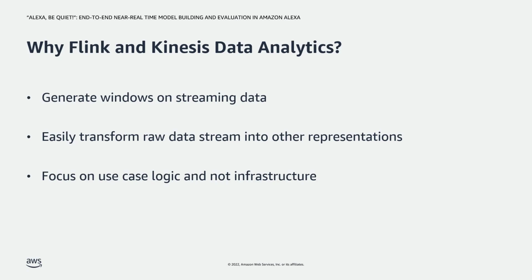Second, Flink allows us to transform raw data streams into other representations. The data that comes out of the raw streams like text and audio needs to be massaged into other representations. Our scientists and modelers like to play around with different representations of that data. For instance, scientists take a textual representation of an interaction with Alexa and then turn it into an embedding to use in a training routine.